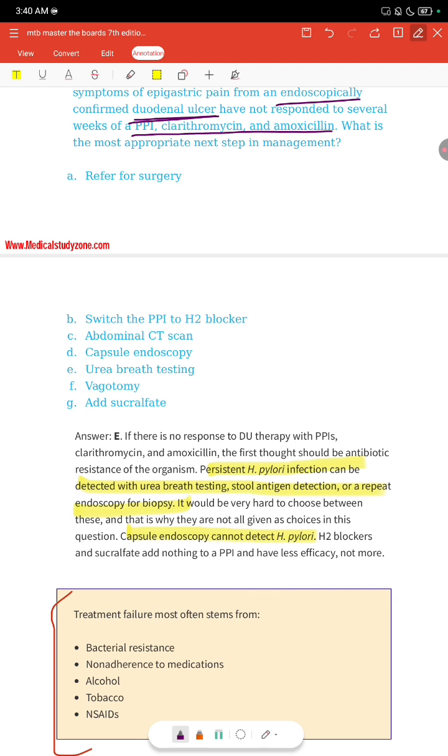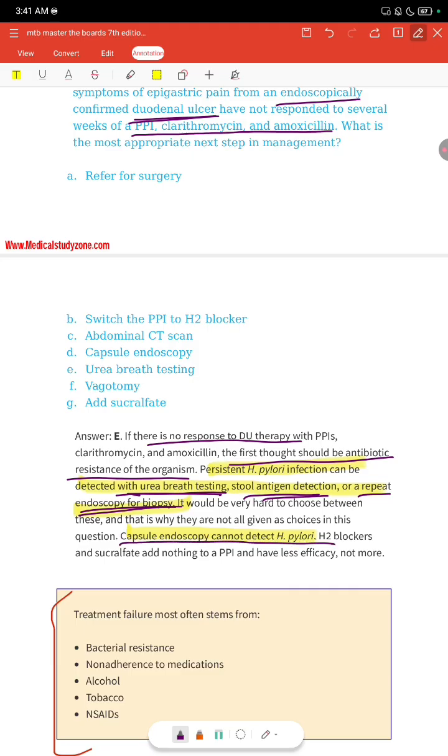If there is no response to duodenal ulcer therapy with PPI, clarithromycin, and amoxicillin, the first thought should be antibiotic resistance of the organism. Persistent H. pylori infection can be detected with urea breath testing, stool antigen detection, or a repeat endoscopy for biopsy. All of them are options to detect H. pylori. It would be very hard to choose between these, and that is why they are not all given as choices in the question, because all of them can be used to detect H. pylori.